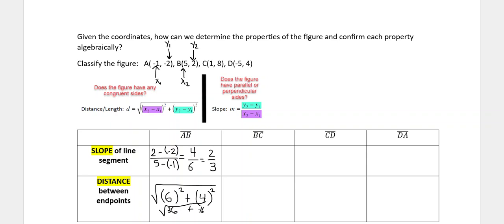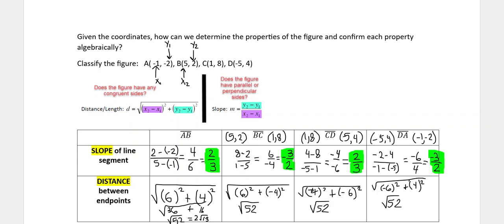After I add 36 and 16, I get 52. So the square root of 52. That can be simplified because it's divisible by 4. 4 times 13, and the square root of 4 is 2. So 2 root 13 would be the simplest form. Pause the video and finish the chart, finding the slope and distance for each pair of points.